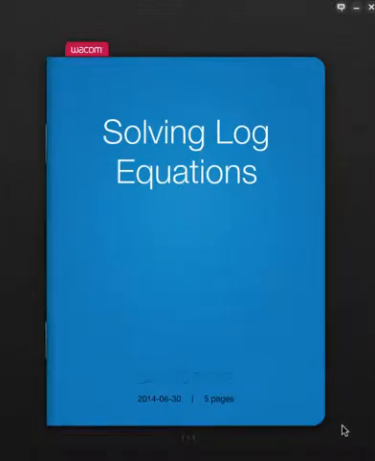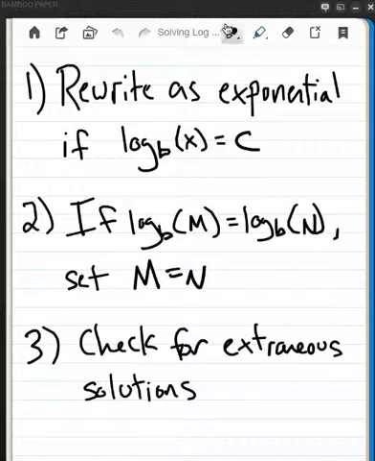Hello, and today we're going to learn how to solve logarithmic equations. There's two ways that we can solve these depending on how they appear. If they appear in the form of log of something is equal to a constant, we can rewrite the logarithmic equation as an exponential equation, where now our independent variable would be isolated and we can solve for it.